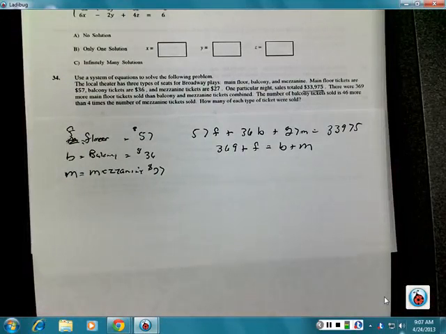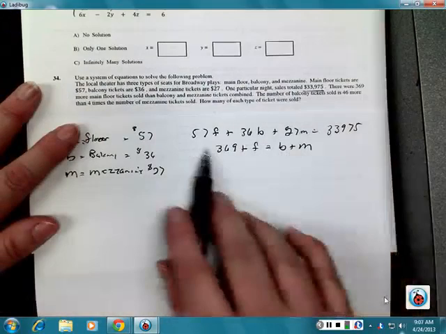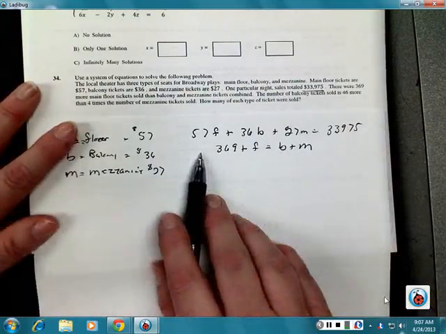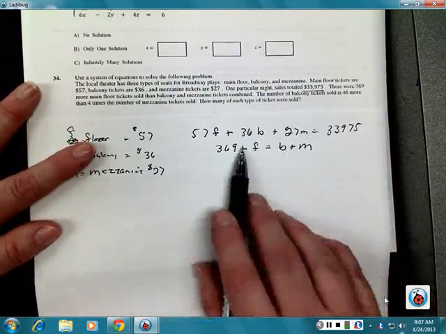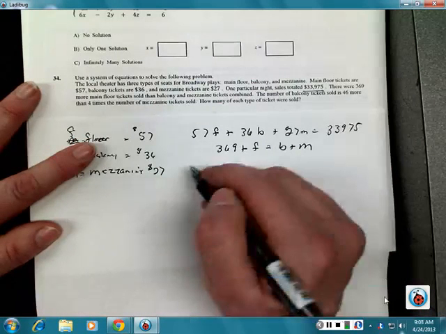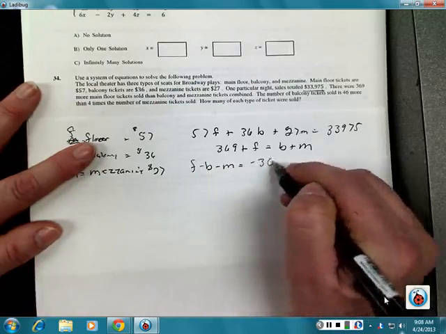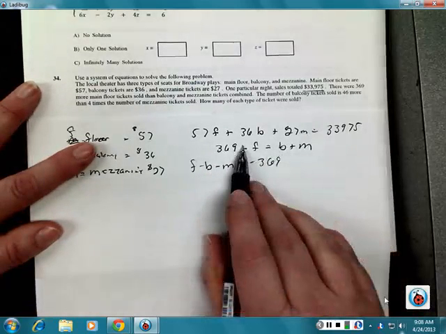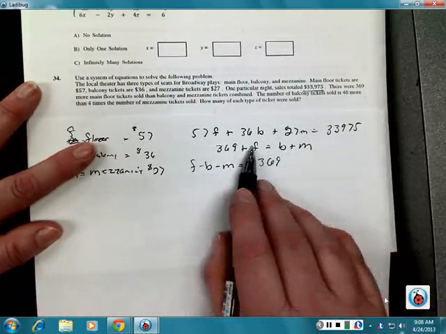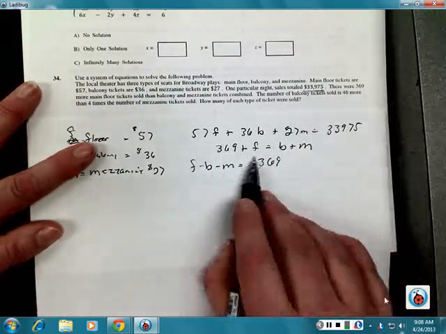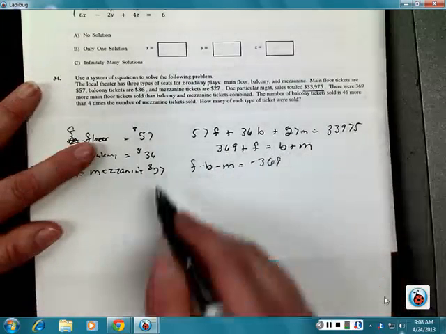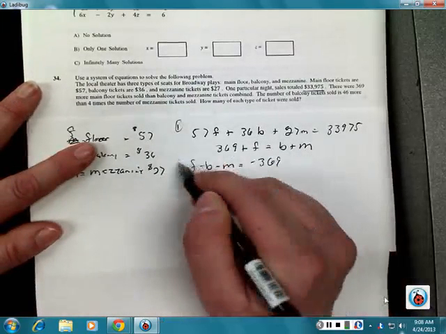Do I have to minus F? Yeah, I need to get, because this isn't set up right to put into my equation, right? So I need to get B and M over here with F and get 369 on the other side. So I have F minus B minus M equals a negative 369. Because B is going to come over here, making it negative. M is going to come over here, making it negative. And 369 is going to go to the opposite side and make it negative. So here's equation 1, equation 2.